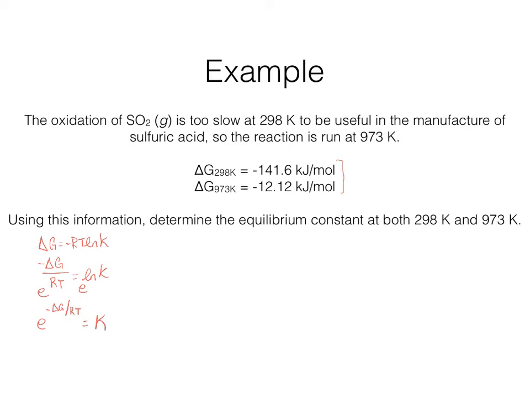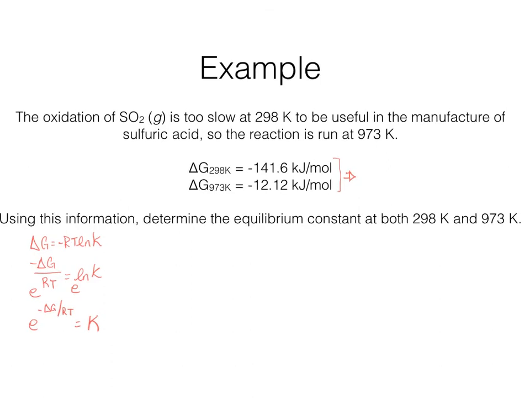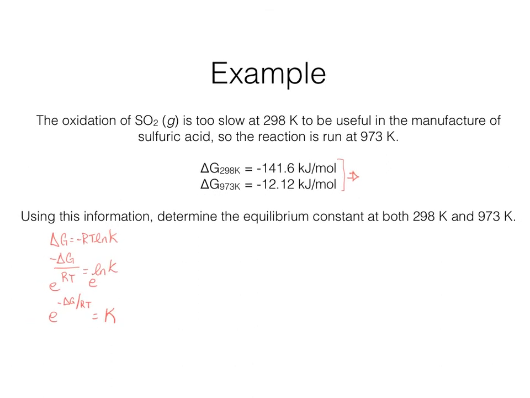Now the next thing that I'm going to do is convert these delta G's to joules. And so at 298, I get negative 1.416 times 10 to the 5th joules per mole. And at 973, I get negative 1.212 times 10 to the 4th joules per mole.